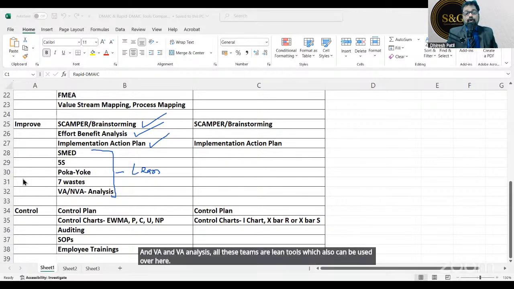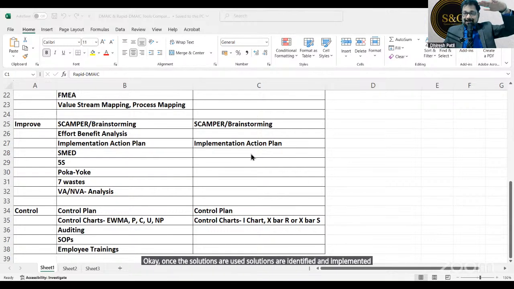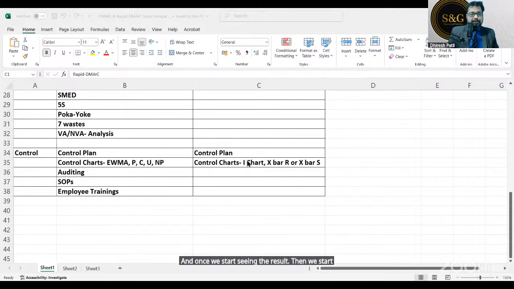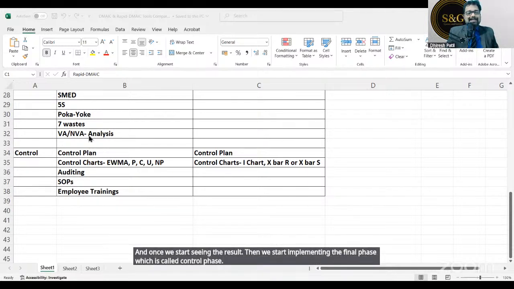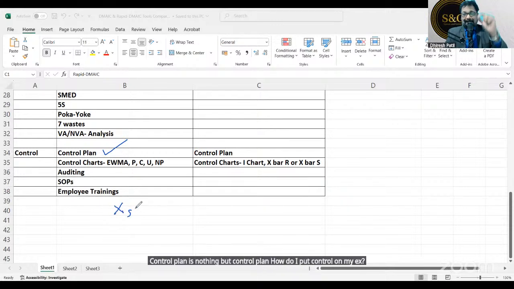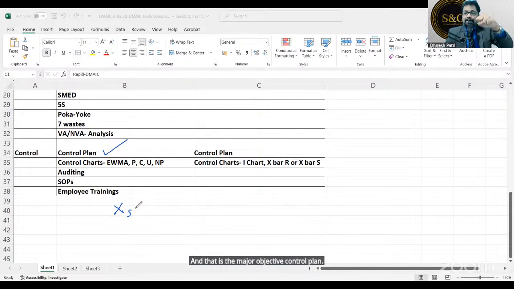Okay. Once the solutions are identified and implemented, then we start seeing the result. And once we start seeing the result, we start implementing the final phase, which is called the control phase. And that is the reason we implement a control plan. What is a control plan? Control plan is nothing but how do I put control on my X's, all the input factors. How do I put a very strong control? Because I have identified the root causes, these very important critical root causes. How do I make sure there is no variation in them? That is the major objective of the control plan. Controlling your X's, that's it.